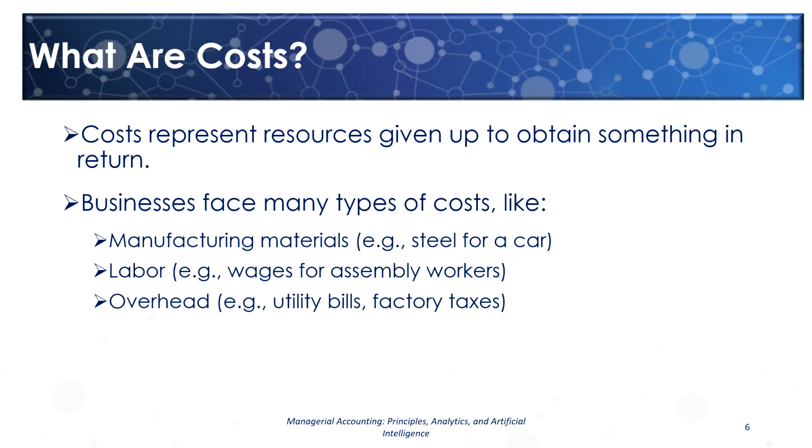Let's define what a cost is. A cost represents resources given up to obtain something in return. Businesses face many different types of costs. Some common examples include manufacturing materials, labor, and overhead. Manufacturing materials could be steel for a car. Labor costs could be wages paid to assembly workers. Overhead costs could include factory utility bills, maintenance, or factory taxes. Make sure to note in your active learning notes that costs represent resources given up to obtain something in return, and note that examples include material, labor, and overhead.